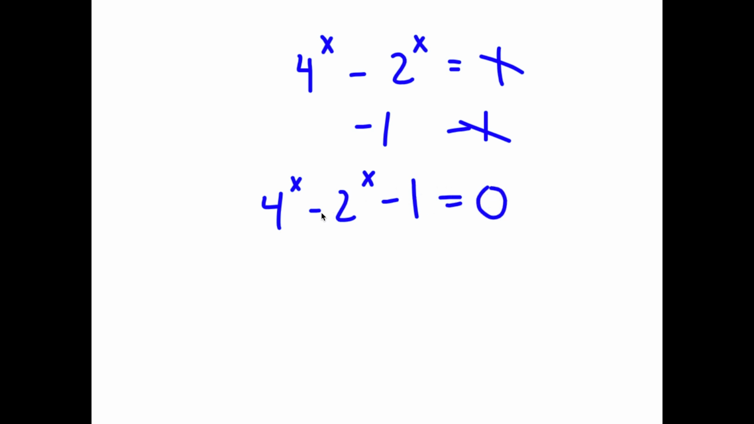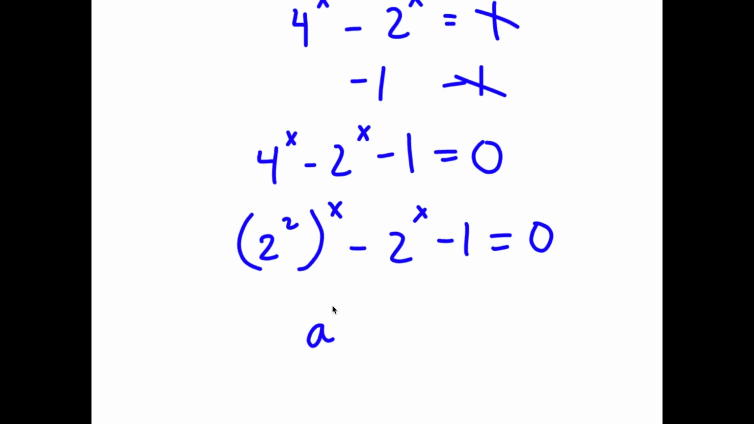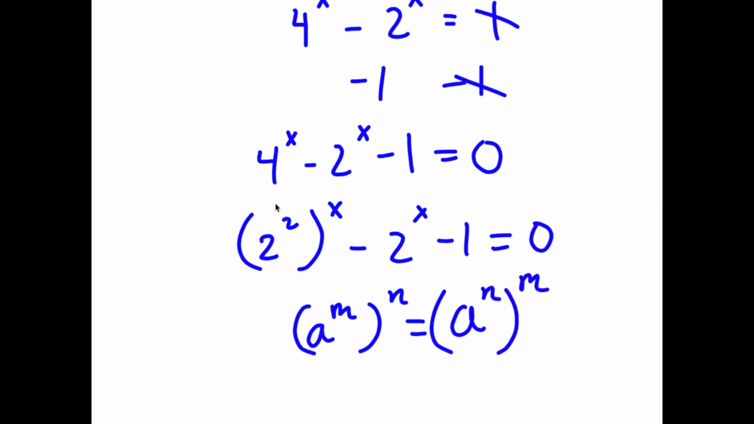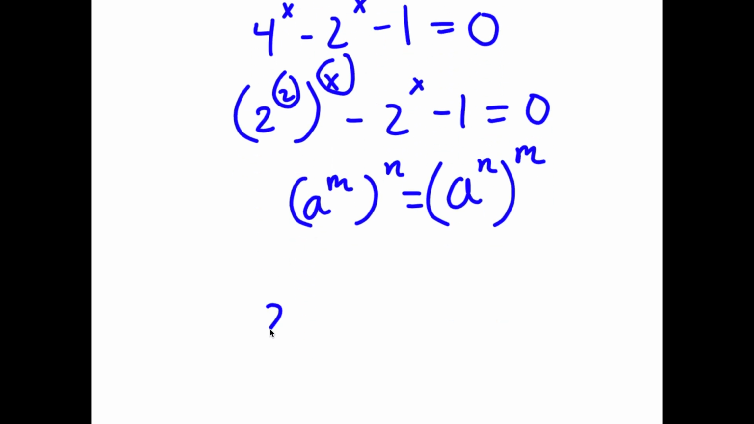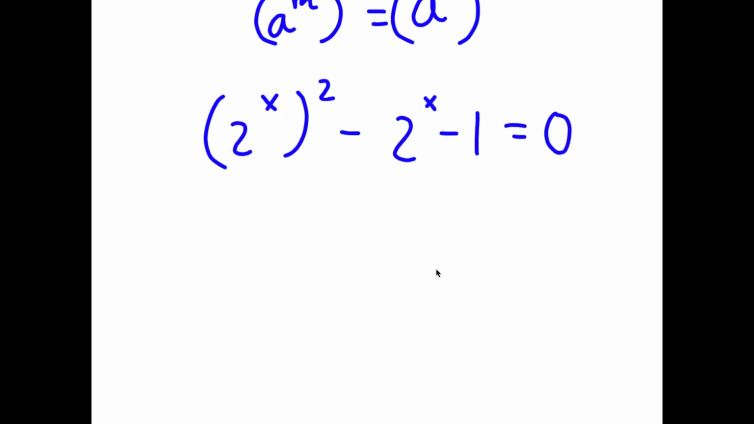Now, I'm going to rewrite 4 to the power of x as 2 squared to the power of x. And now if I have something in the form a to the power of m to the power of n, this is the same thing as a to the power of n to the power of m. So I can switch these two exponents. So now I have 2 to the power of x, all squared, minus 2 to the power of x minus 1 is equal to 0.